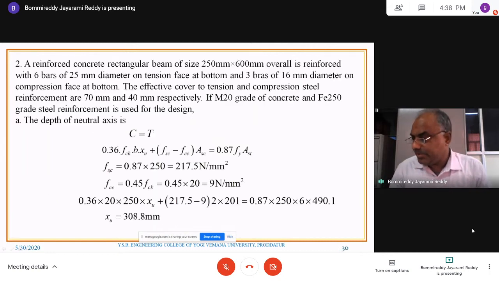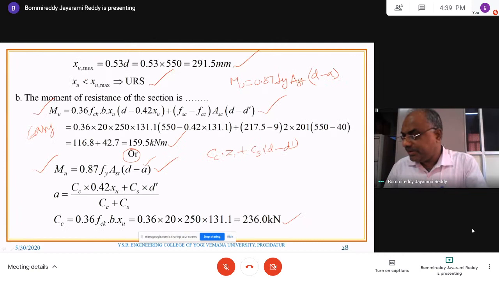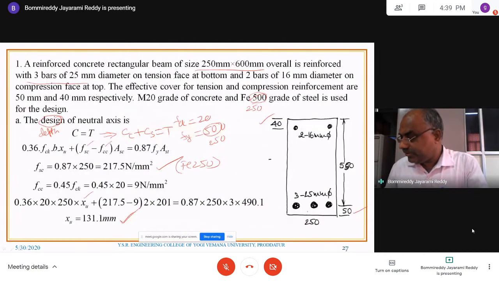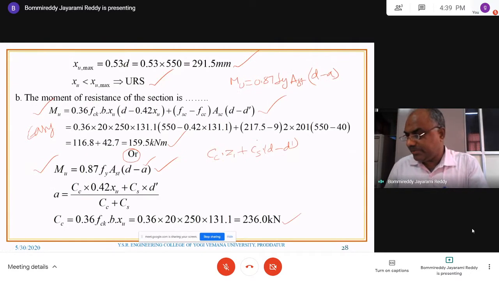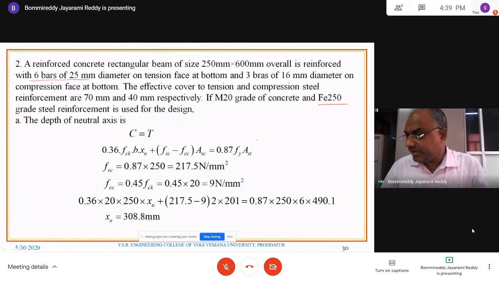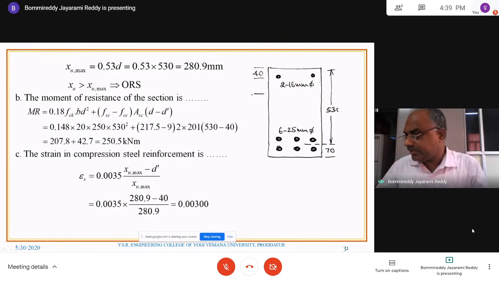Okay, the next problem is also with Fe 250. Only the difference here is that 6 bars of 25 are used. In the earlier problem, you know that it is 3 bars of 25. All other data is the same. In this case, 6 bars of 25 and 3 bars of 16 are used. You can look at it.